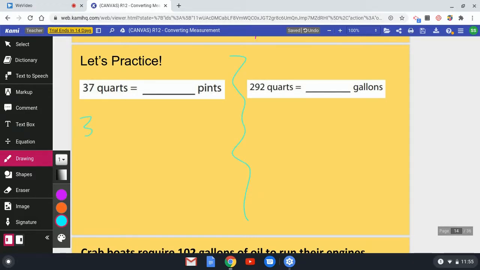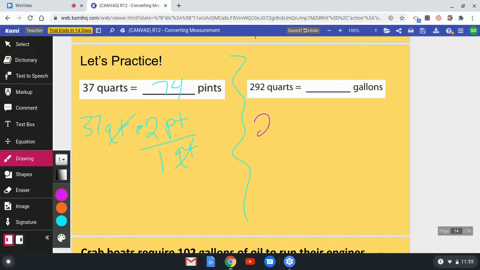All right, 37 quarts times, and I want to get to pints. I know that there are 2 pints in 1 quart. So I would do 37 times 2, and I would get 74 pints.